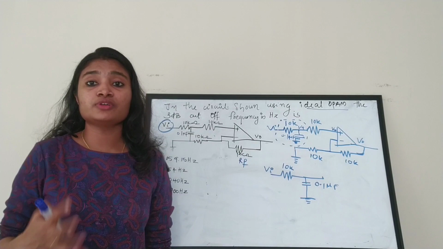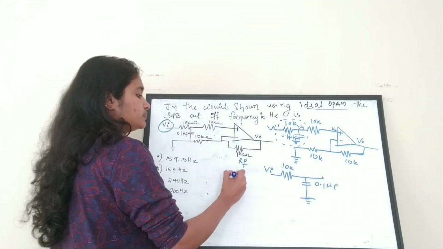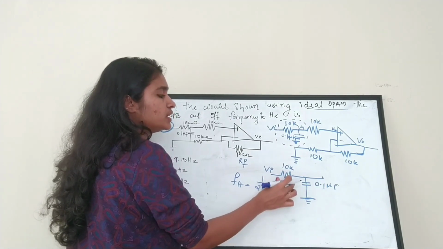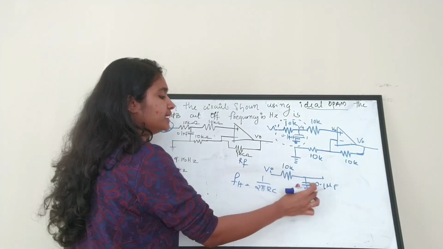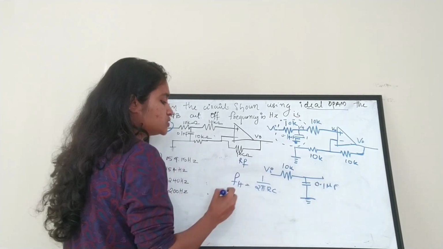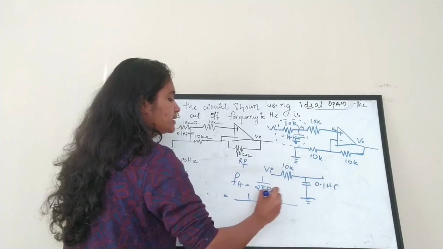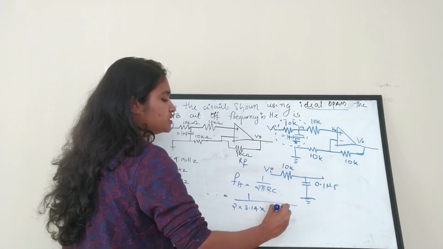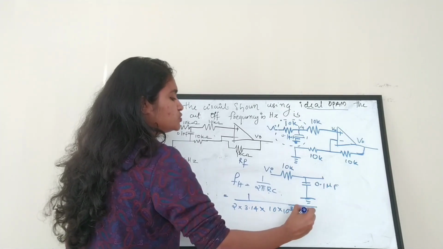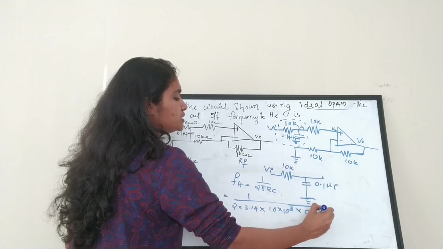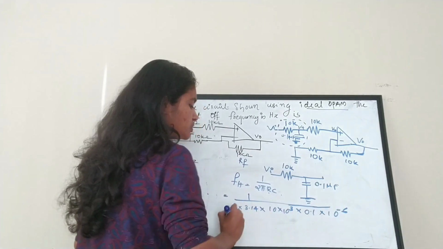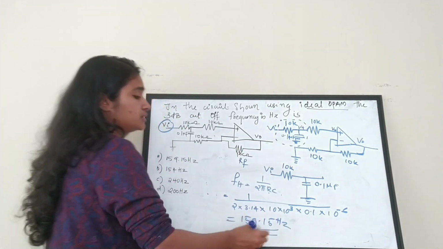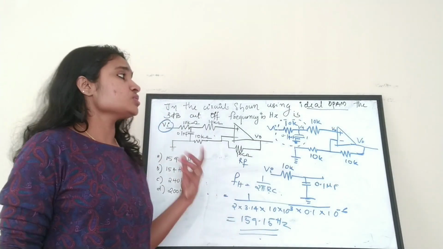The cutoff frequency of a low pass filter is given by fH equal to 1 by 2 pi RC. Here the value of R is this resistor value, that is 10K, and the value of C is 0.1 microfarad. So you have to substitute the values: 2 into 3.14 into 10 into 10 raised to 3, that is 10K, into 0.1 into 10 raised to minus 6. If you solve this, you will get 159.15 Hertz. So this is the 3 dB cutoff frequency of this operational amplifier.